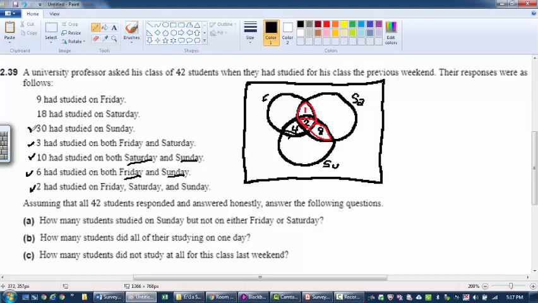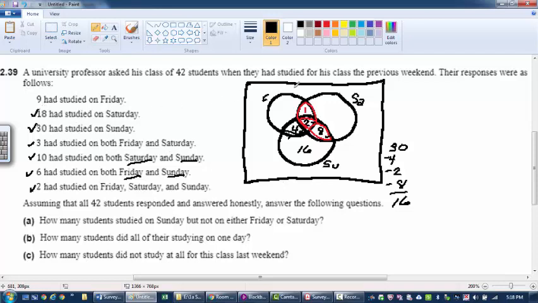Okay, so next let's go to Sunday. They're saying 30 studied on Sunday. So we're going to have to take our 30 and subtract off 4, subtract off 2, and subtract off 8. So we're going to be left with 16. So 16 would fall in this region right here. If we added all of these up, 16 and 4 is 20, and 2 is 22, and 8 is 30. We'd have our 30 that studied on Sunday.